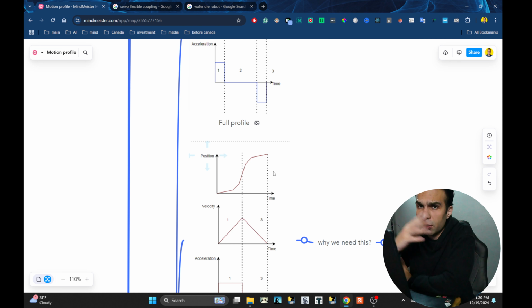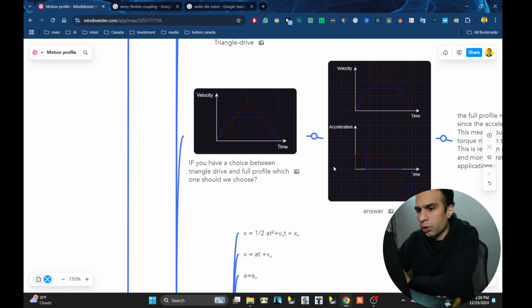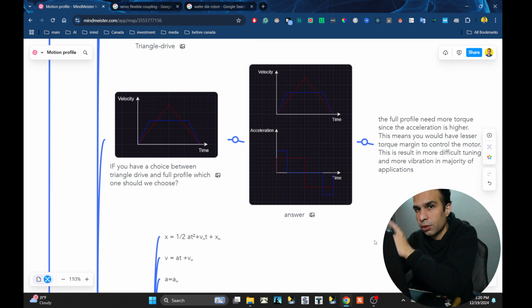Later in the next videos I will explain about the tuning also. But this is something very beautiful. So always choose triangle drive. If you have a choice between the triangle drive and the full profile, which one do you choose? Think about it. Triangle drive. If you say triangle drive, I'm so proud of you.